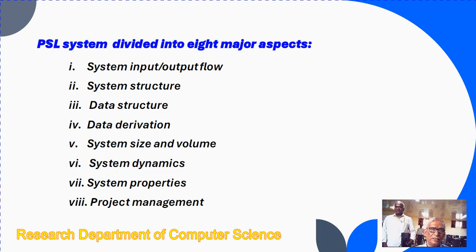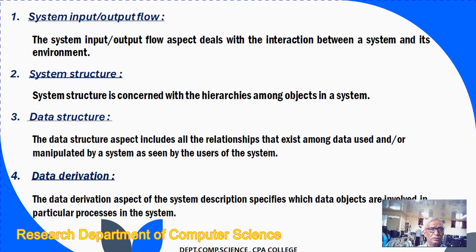And then the PSL system is divided into 8 major aspects. They are system input-output flow, system structure, data structure, data derivation, system size and volume, system dynamics, system properties, and project management. So the explanation for the 8 aspects: the system input-output flow aspect deals with the interaction between a system and its environment. System structure is concerned with the hierarchy among objects. What is the first one, second one, third one? This is the hierarchical architecture we mentioned here.